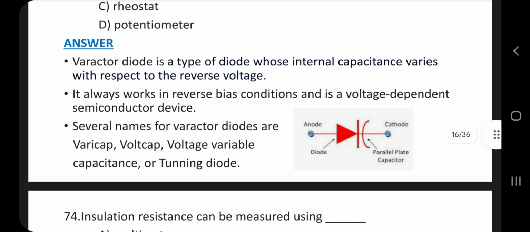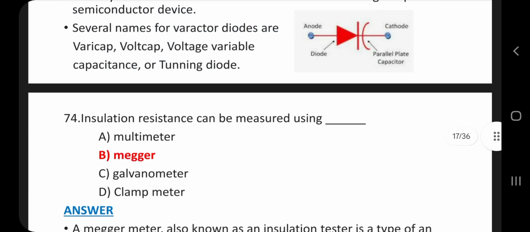A varactor diode is a type of diode whose internal capacitance varies with respect to the reverse voltage. It also works in reverse bias condition and is a voltage dependent semiconductor device. Several names for varactor diodes are varicap, voltcap, voltage variable capacitance or tuning diode.